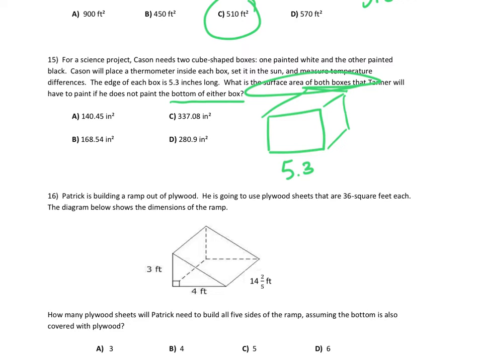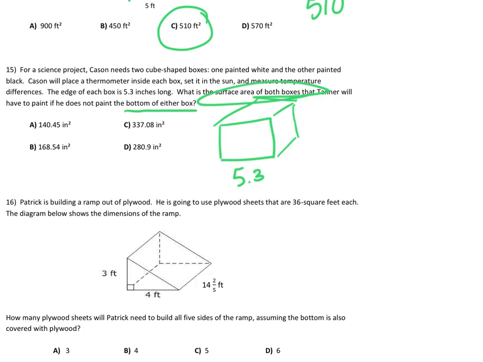Since it's a cube, there's a couple of different ways. You can do the perimeter times the height plus 2 times the area of the base. Or you can find the area of one side and multiply it by how many? 10, because there's 5 on this box and 5 on this box, so that's 10. Or you can multiply it by 5 and then multiply it by 2. There's lots of different ways to do it, okay? But I would find the area, which is 5.3 squared.